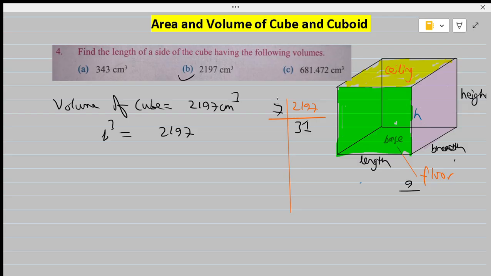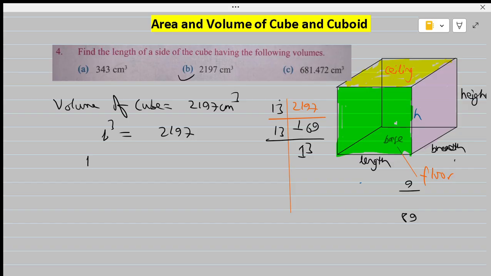So let's see, 2197 is divisible by 13. So you need to know the table of 13. So by 13 it goes. 13 1s are 13, and after that 13, 7 remaining, 7 1 8, so 89 is there. So 13 how many is 89? It goes 6 times and then 9 remains. Now 13 into 13 is 169.